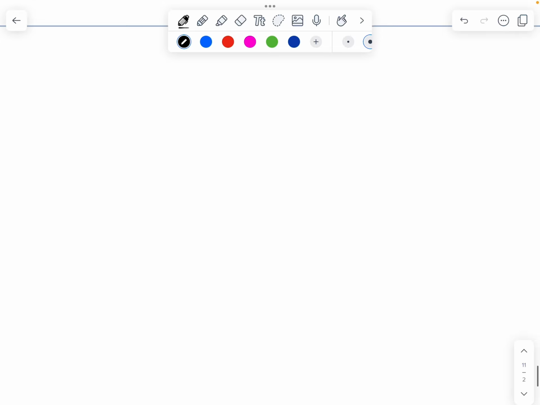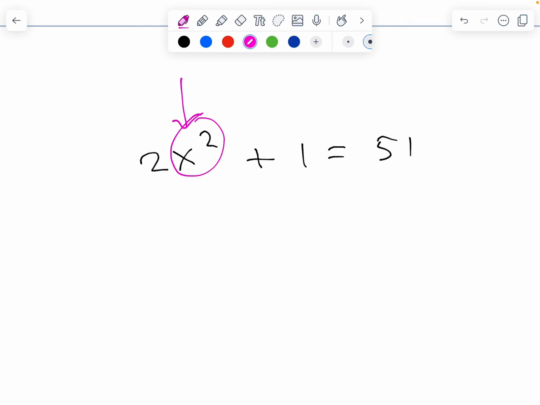Now, what if the x squared isn't alone? What if it's 2x squared plus 1 is equal to 51? Well, the goal as always is to get x by itself. So we're going to isolate just x squared. Let's get x squared by itself. And to do that, we're going to get rid of this 1 from both sides. And now we got 2x squared equals 50.